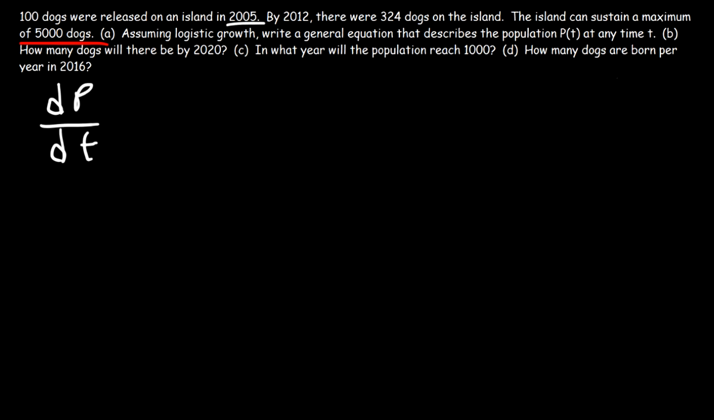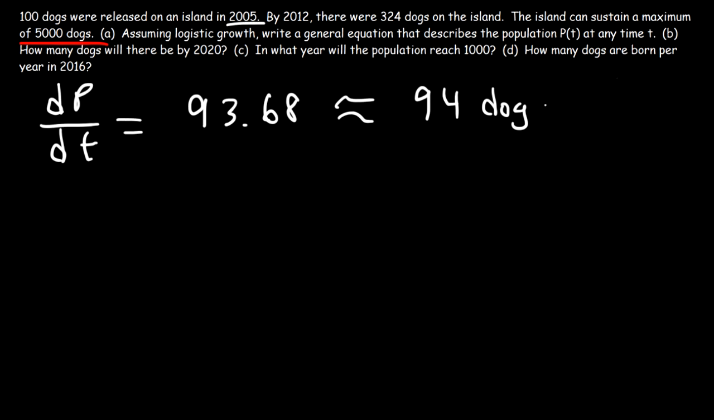So that's how many dogs are born per year in 2016. It's about, I guess you can round that to 94. So about 94 dogs are being born per year. Well, actually, technically, the population increases by 94 dogs per year.